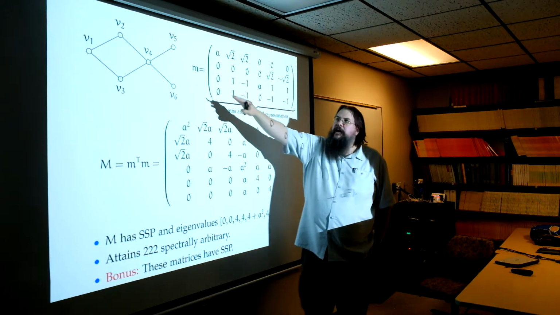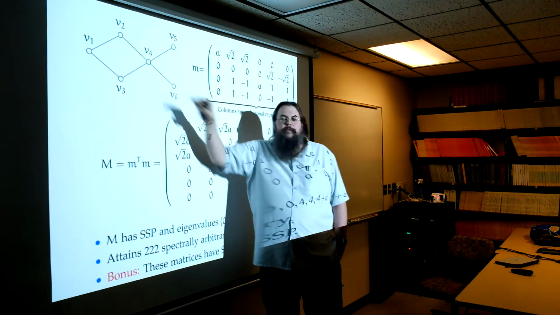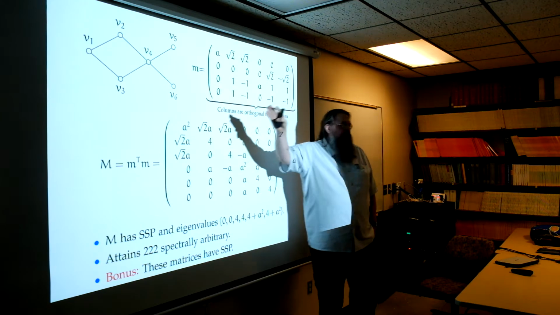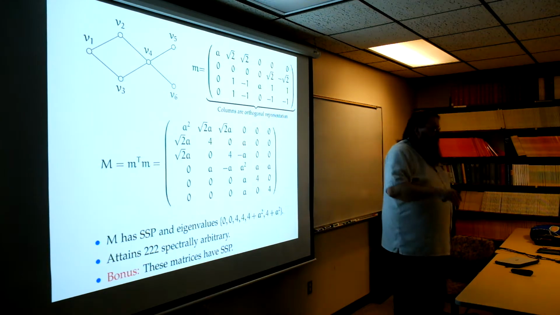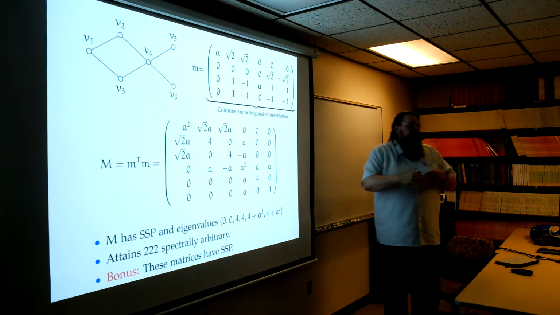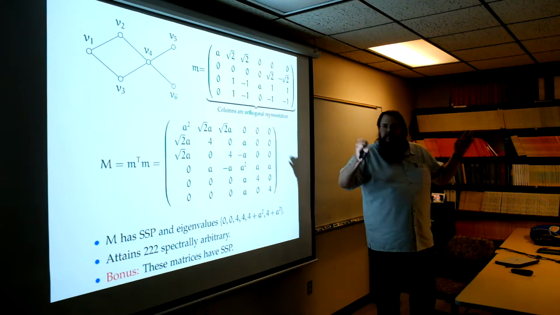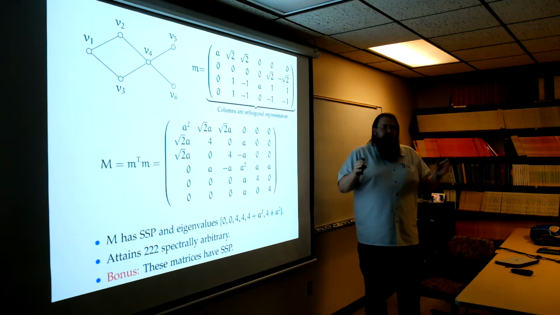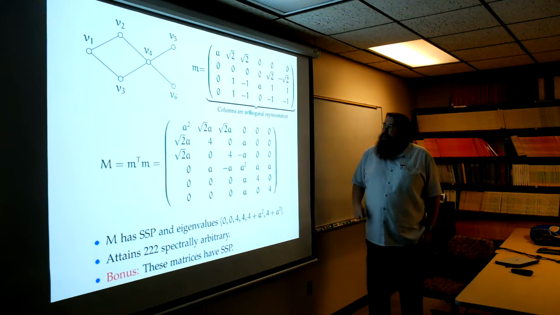So there are a lot of graphs on 6 vertices which contain this as a subgraph, and all of those also attain 2, 2, 2 spectrally arbitrary. So that's an example of a way we would knock out 60 cases at once. That's how we were able to make a lot of progress in a little bit of time.